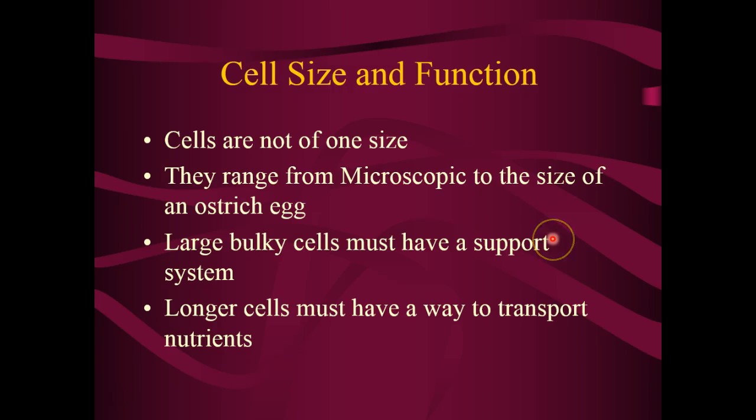Longer cells must have a way to transport nutrients. Remember, if a cell is large, it has to transport the nutrients and minerals all the way through the cell. And so if you're a small cell, you have to transport those things a very short distance. I don't know about you, but I think it's a lot easier to carry things a short distance than it is to carry them a long distance. Okay? Just my personal opinion.